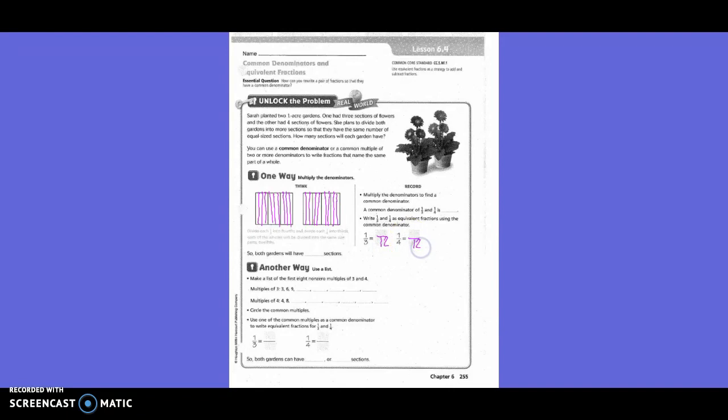And then how did I get from 3 to 12? Times 4. So what I do on the bottom, I also have to do on the top. 1 times 4 is, how did I get from 4 to 12? Times 3. So what I did on the bottom, I also have to do on the top, so 1 times 3 is 3. And then we said our common denominator was 12. So both gardens will have how many sections? 12 sections.